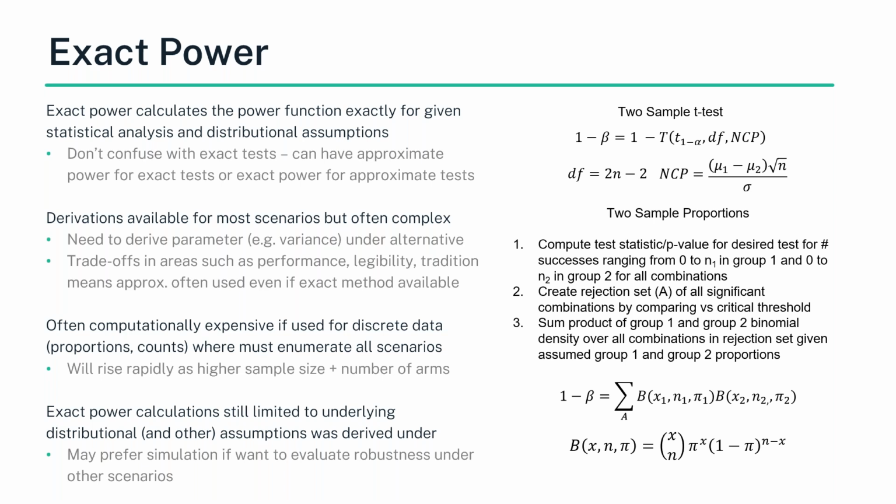Derivations are available for many scenarios, but sometimes they're quite complex and much more difficult to implement than the equivalent approximate method that might be more widely used. As I said, the variance is often the parameter that's of most complexity in terms of deriving under the alternative hypothesis. And there are sometimes trade-offs in terms of performance, legibility, and sometimes there's just tradition, in that these calculations are the standard ones that we usually compare against. So even if exact methods are available, oftentimes they're not used.